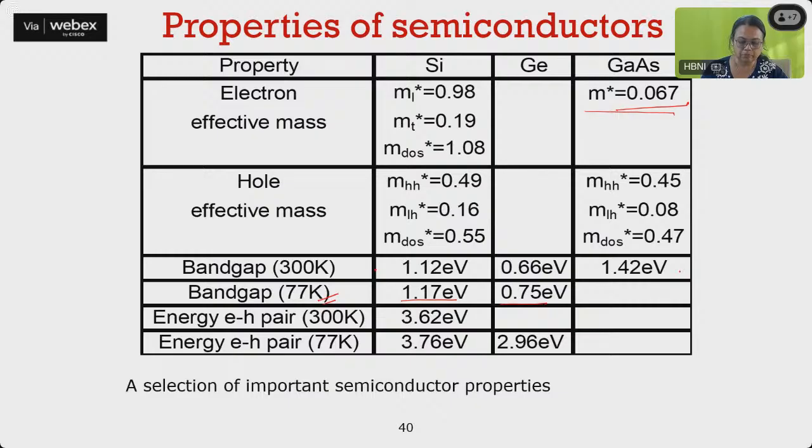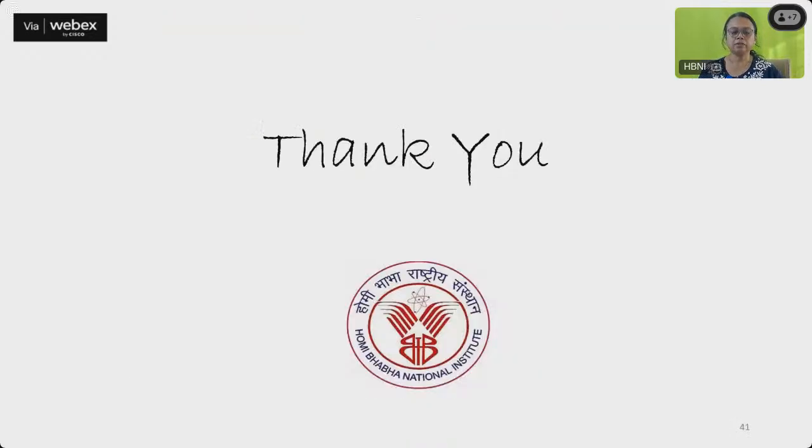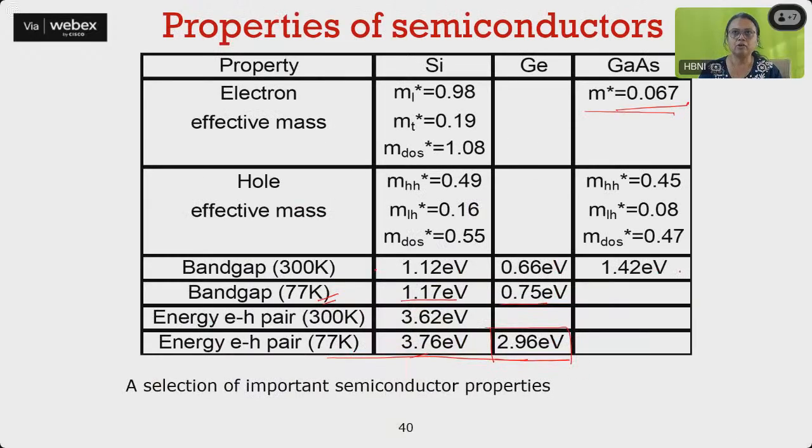Now the energy per electron-hole pair production is 2.96 eV in case of germanium. Because of this property, it can be used for energy detection, like in radiation detection, whereas it is quite high for silicon.